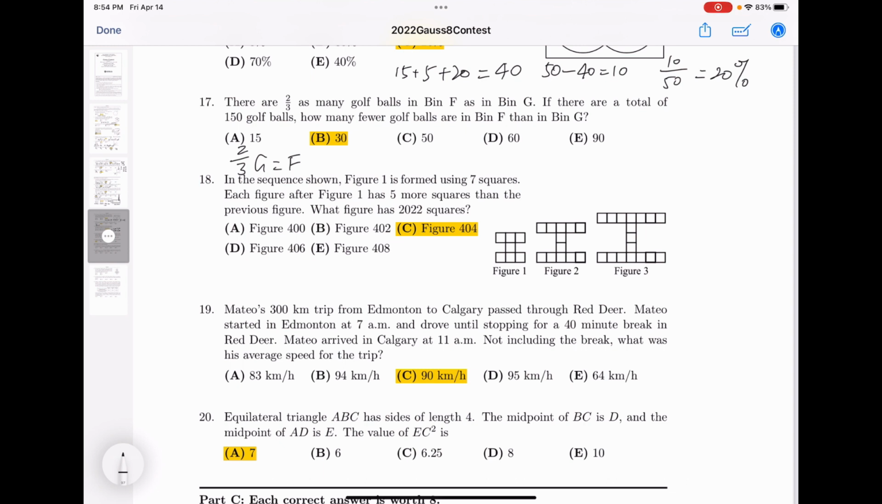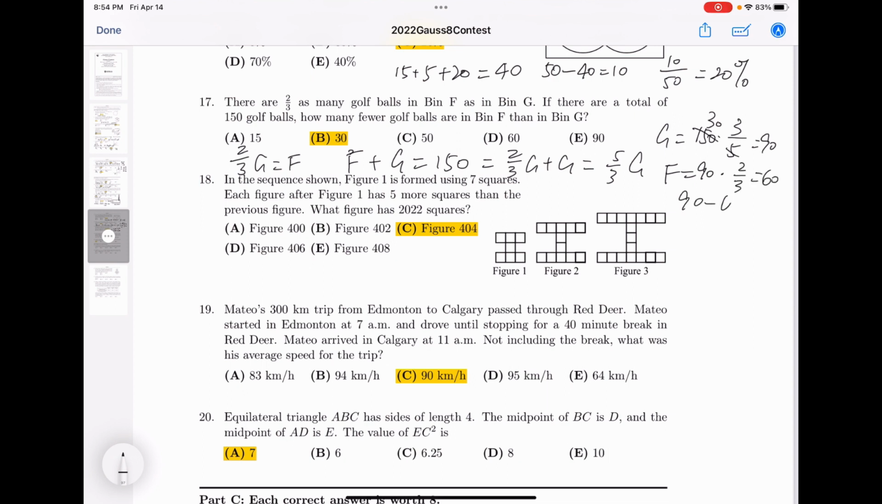And the total number would be F plus G, which equals 150, which equals 2 over 3 G plus G, which equals 5 over 3 G. And therefore, G equals 150 times 3 over 5, and we will get 90 balls. And F would be 90 times 2 over 3, which equals 60. 90 minus 60 equals 30.